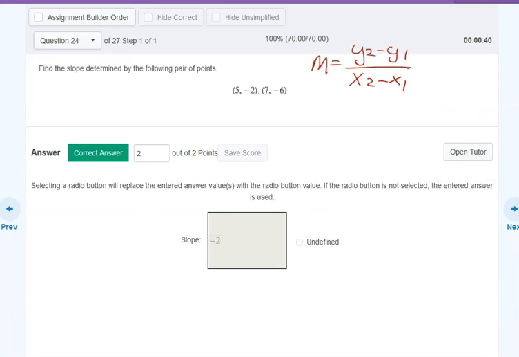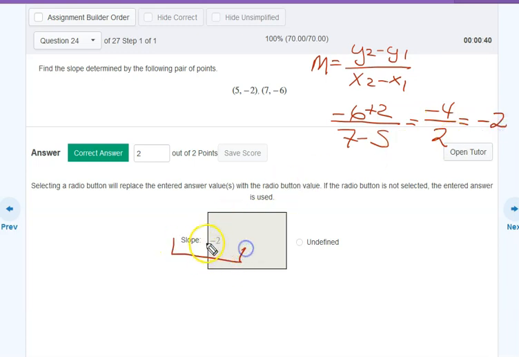In this example, they're asking us to find the slope of these two ordered pairs. Well, this is the formula, so it's -6 minus a -2. So minus a minus makes this a +2. And then 7 minus 5. So this gives us a -4. This gives us a +2. That simplifies to a -2 over 1, but we don't write the 1. And there's our slope. Now, for undefined, if you had something like 5 over 0, that would be undefined.